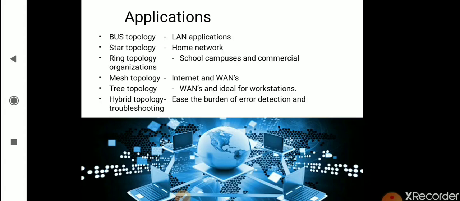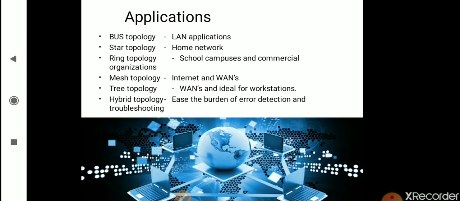Ring network topologies are most often found on school campuses, though some commercial organizations also use them. Next is mesh topology. Mesh network topologies are typical for the use of internet and certain WANs. WANs stands for wide area networks. Coming on to tree topology. Tree network topologies, which have a root node and a hierarchical structure, are often used in WANs, that is wide area networks, and it is an ideal system for workstations also.